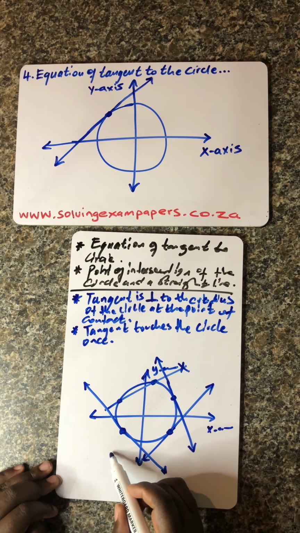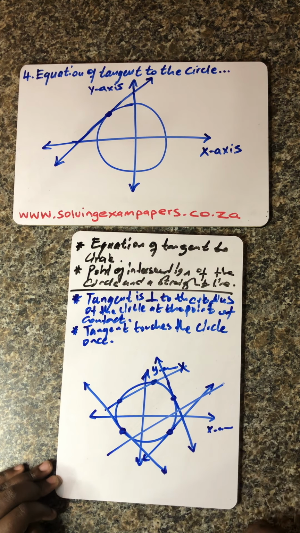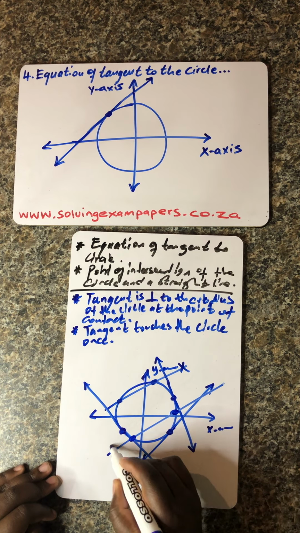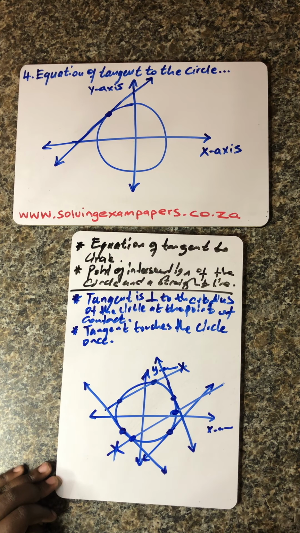So that means if you've got a line that cuts the circle through there, it touches the circle there and there. This is not a tangent, ladies and gentlemen.